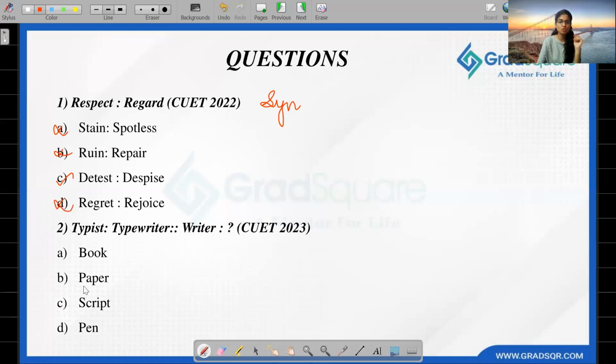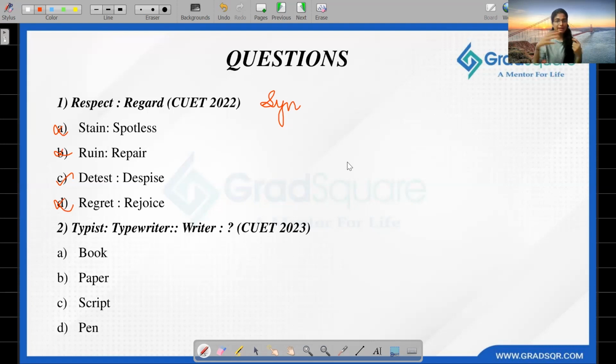So moving on to the second question. So what is the second question here? Typist is to typewriter. So we have to find the relationship for writer and the other word. So the root pair is typist is to typewriter. So what is the relationship between typist and typewriter here? So typist is a person, right? So he uses the device typewriter to produce a work. So a typist is a person who operates a typewriter to produce a written work.